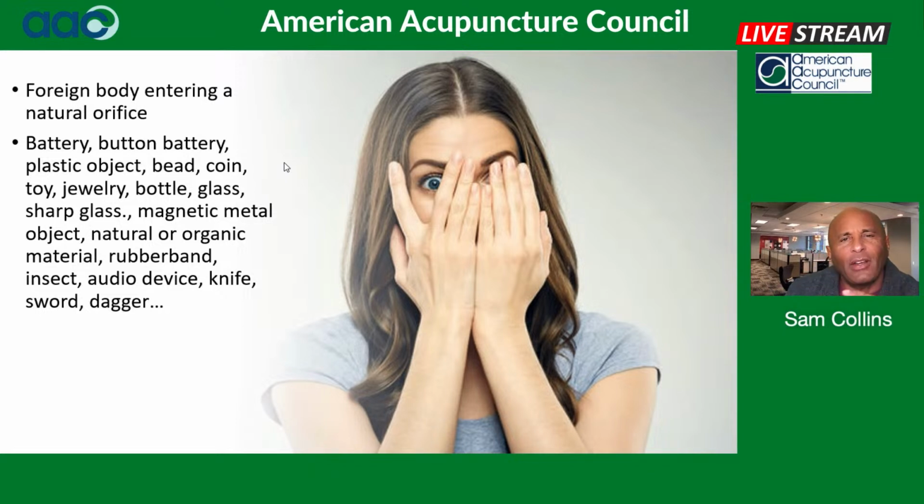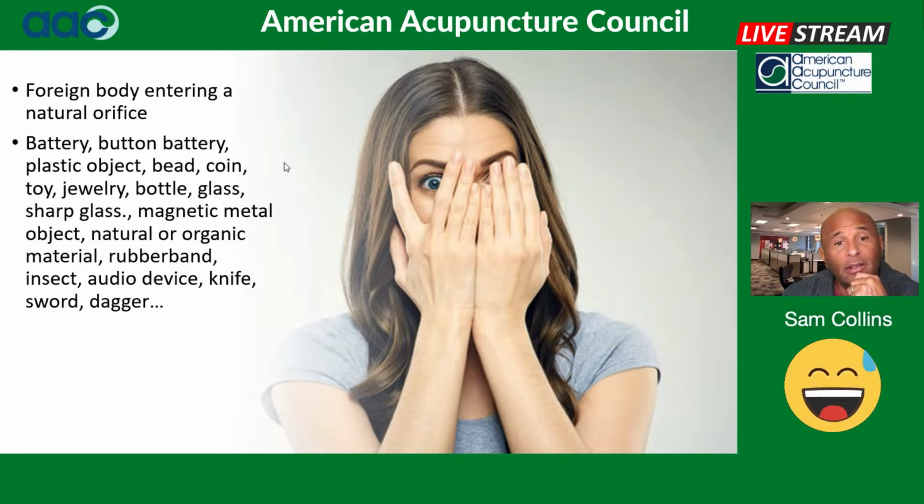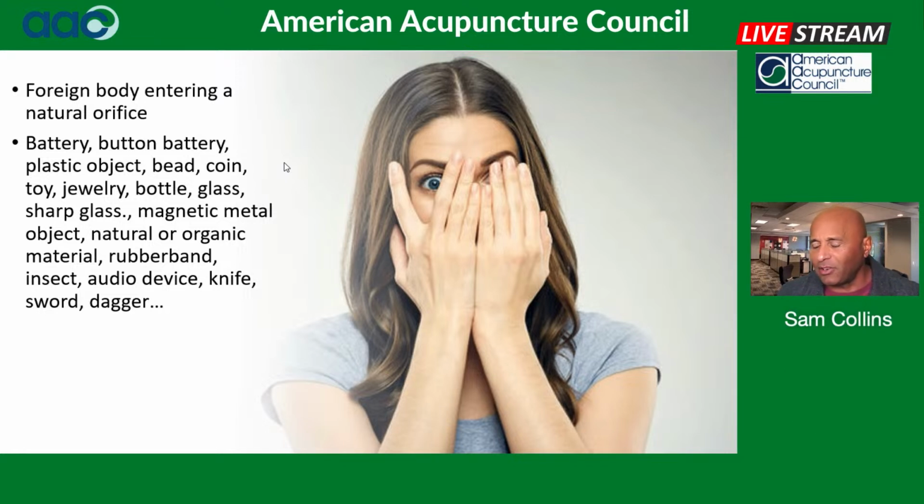But here's an interesting one. Have you ever had a friend or family member that works in a hospital? And they come in and are like, oh my God, in the emergency room last night, this person came in, you're not going to believe what they put inside their body. There are diagnosis codes for foreign bodies entering a natural orifice. These are all new ones. They're in the W section. I want everyone to just give me a moment to think. We have a code for a battery or a button battery, so a D cell or a button battery, a plastic object, a bead, a coin, a toy, jewelry.